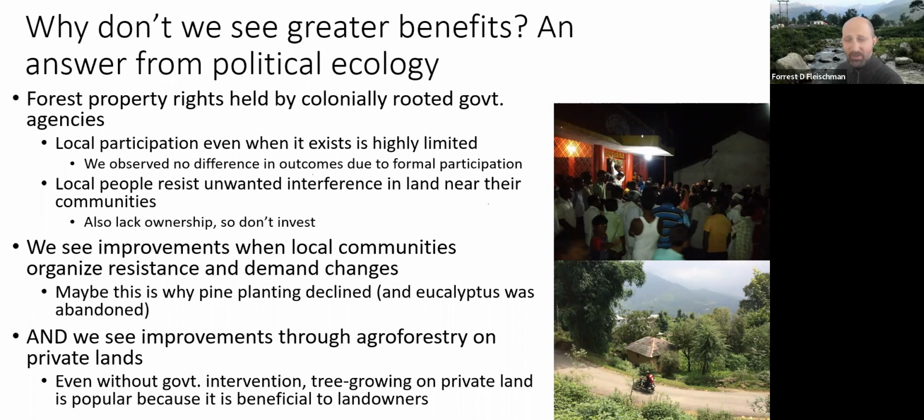Local people often resist unwanted interference in land near their communities. So if the government comes in and says, we're going to put a plantation here, they didn't really consult with the local people, or the consultation wasn't very genuine. And the local people may say, we don't want this here. And then some hot day in May when it's hot and dry, maybe some farmer or herder walks by and drops his cigarette in the grass next to that planted field, and the dry grass starts to burn and it burns down that plantation.